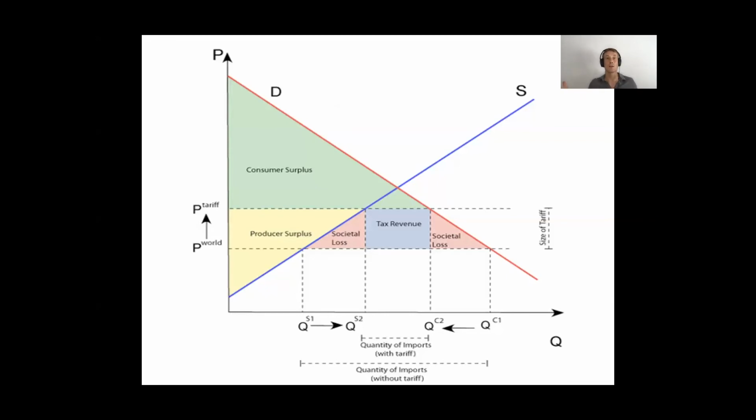So this is what tariffs do. They're raising revenue for the government, they're increasing domestic production, and they're limiting how many units of this thing that we import. So that's a tariff in operation.